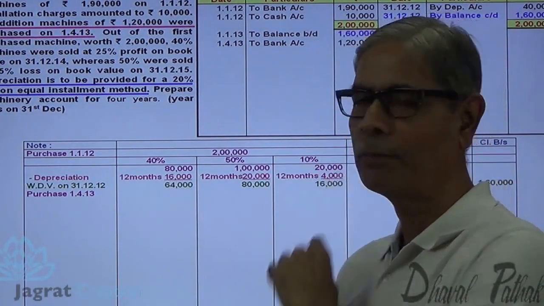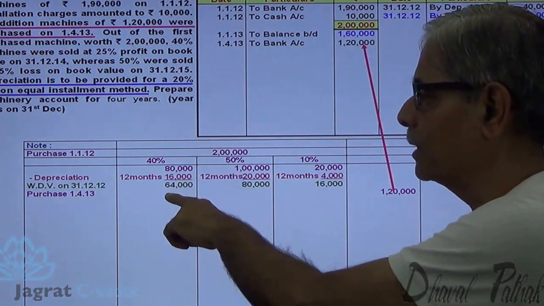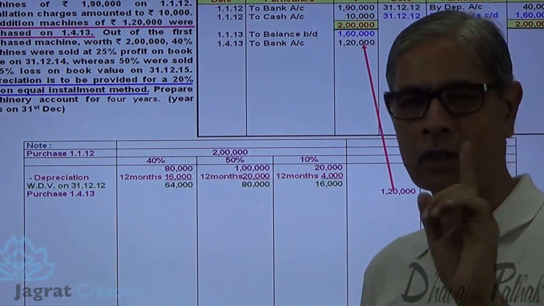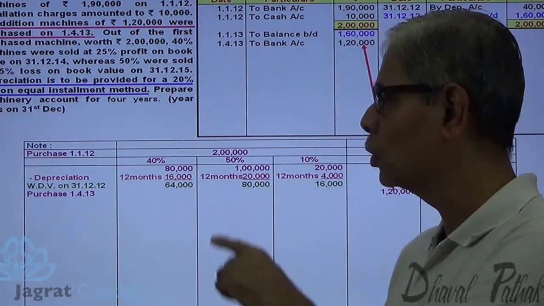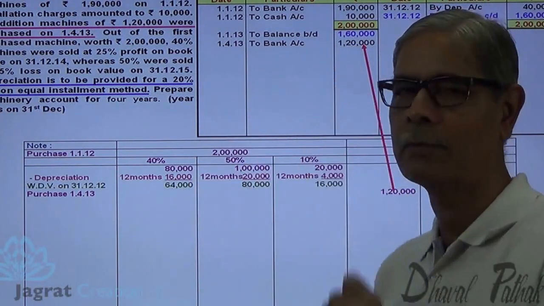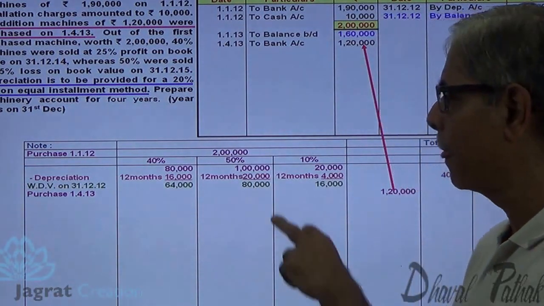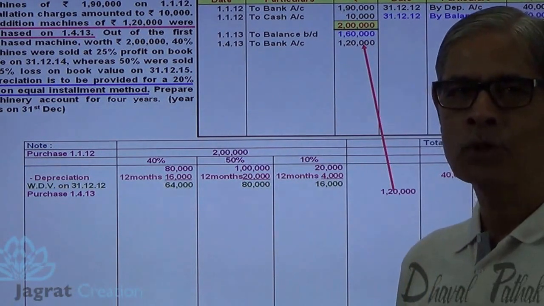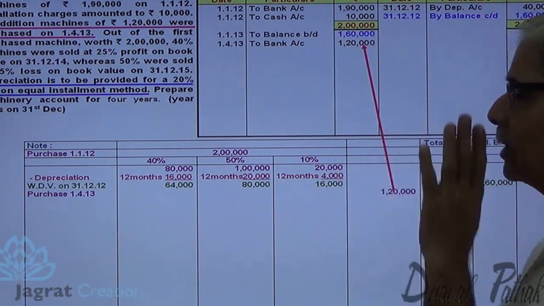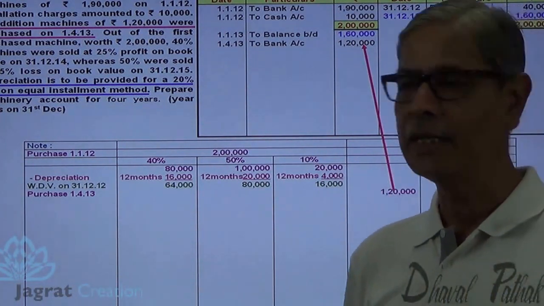So I'm required to provide for depreciation. First machine, this 40% used for the whole year, 12 months depreciation by straight line method. So same as before, 16,000 will be the depreciation for the second year. Straight line method. So 20,000 will be the depreciation for the second year. And 4,000 will be depreciation for the second year.